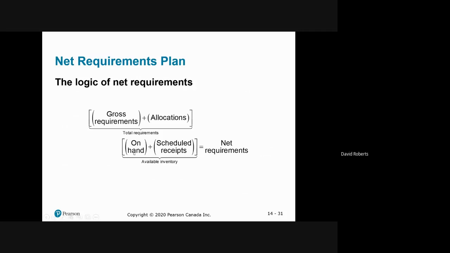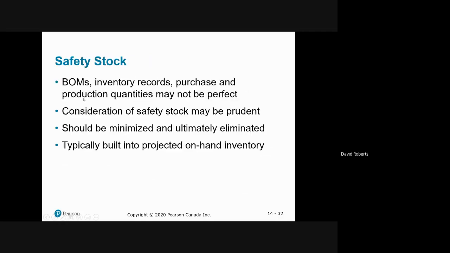So the on hand is inventory you already have. The scheduled receipts are inventory that's coming in. You're not going to have, honestly, any examples where there's going to be allocations. All right. Safety stock, we took in chapter 12 on inventory. It's trying to minimize the chances of you running out of product.